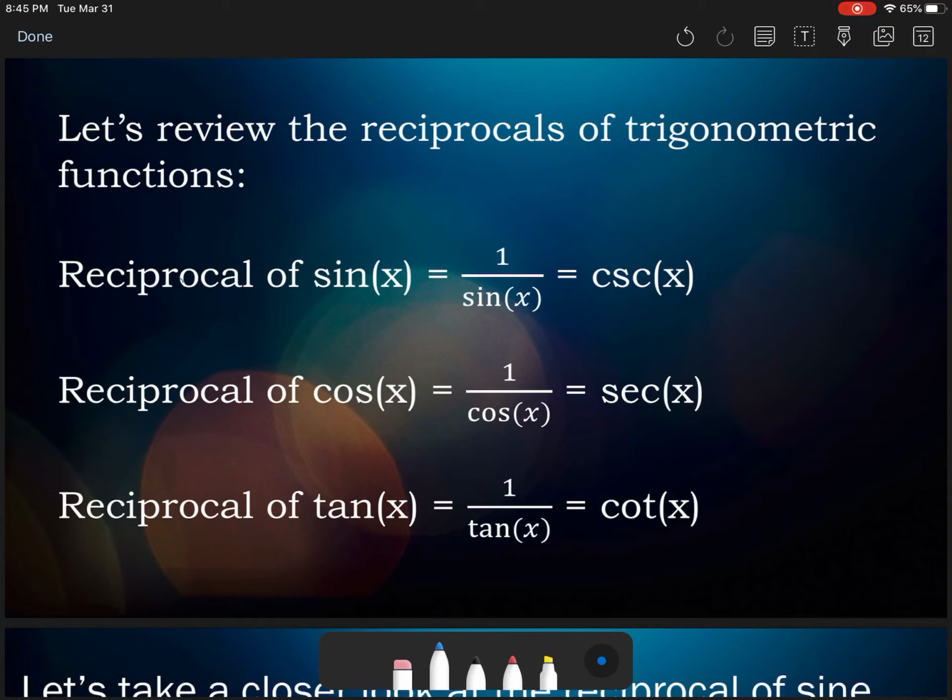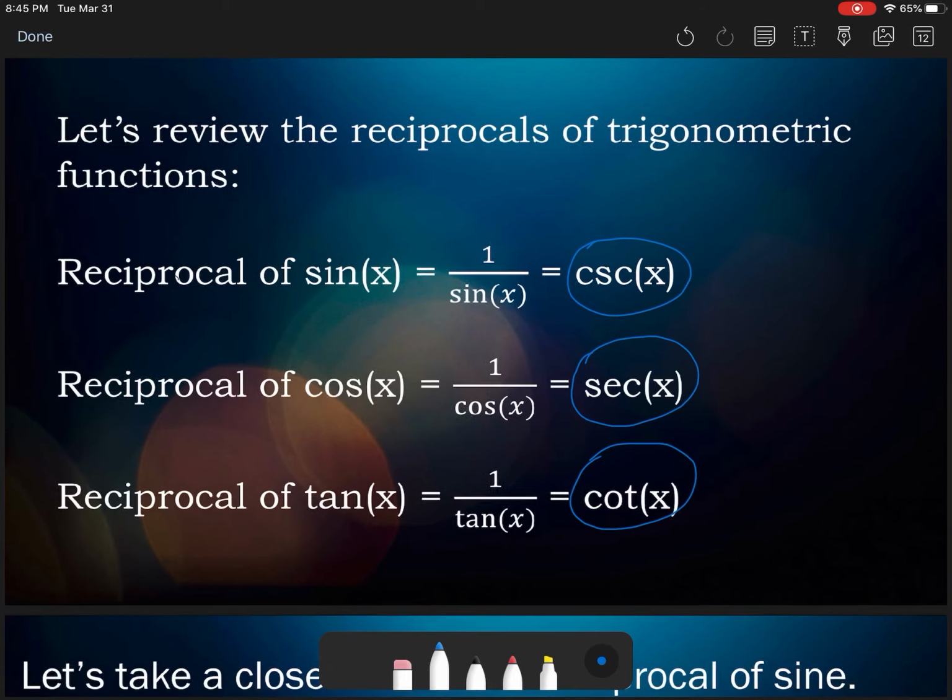And they have specific names, okay? So the reciprocal of sine of x is cosecant. The reciprocal of cosine is secant. And the reciprocal of tangent is cotangent. Okay.